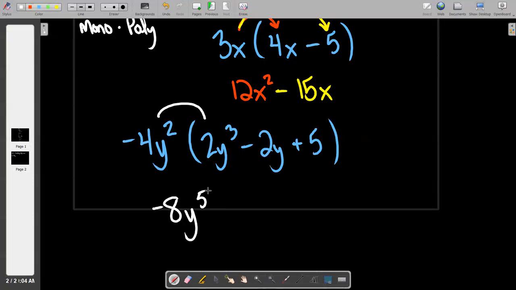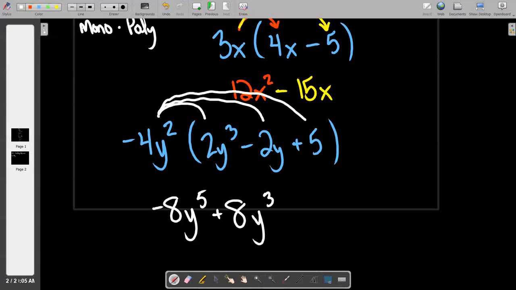Very good. And that's important that we know those rules of exponents, that's a perfect time to add your exponents together. And then what is this one going to be? The second one. Plus 8y to the third. And then the last distribution all the way across makes what? Negative 20y squared.